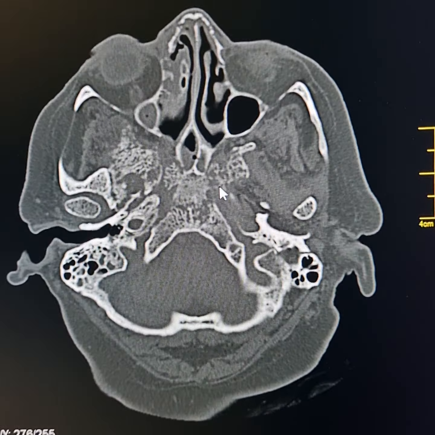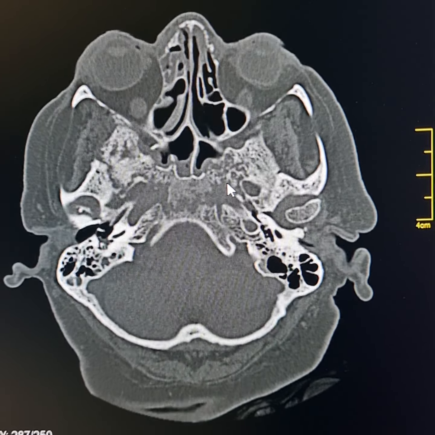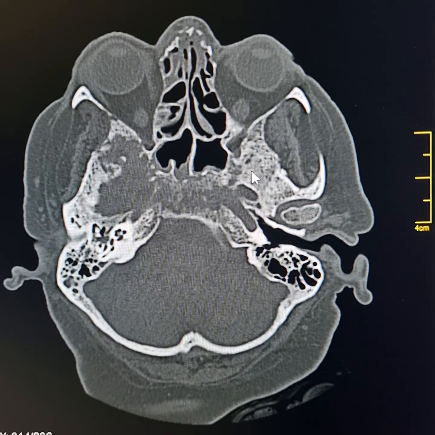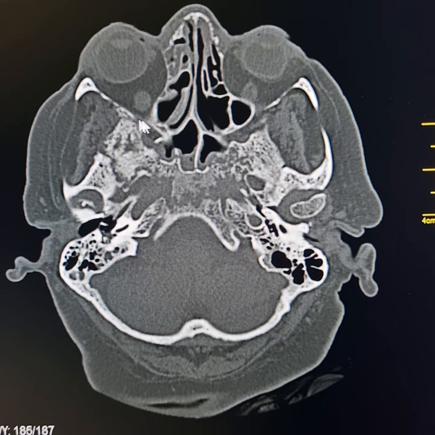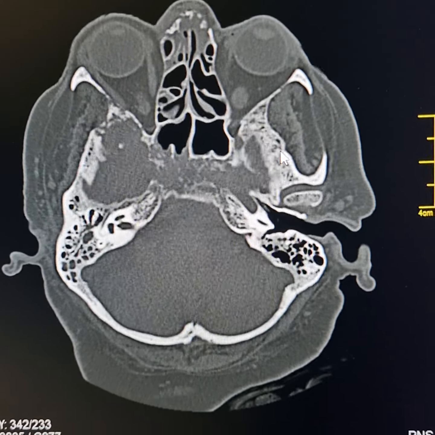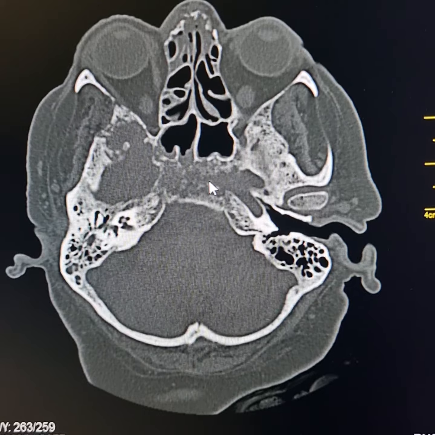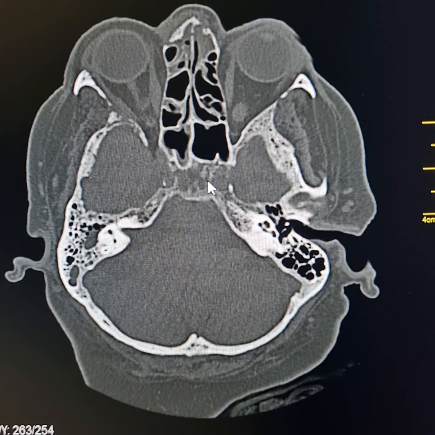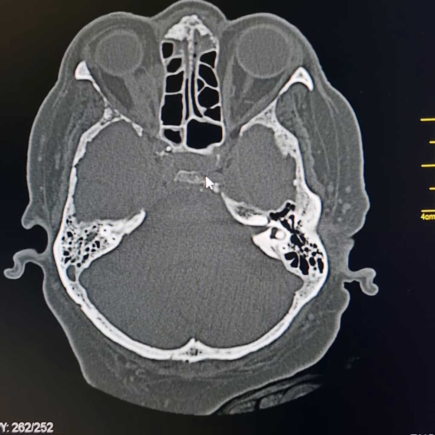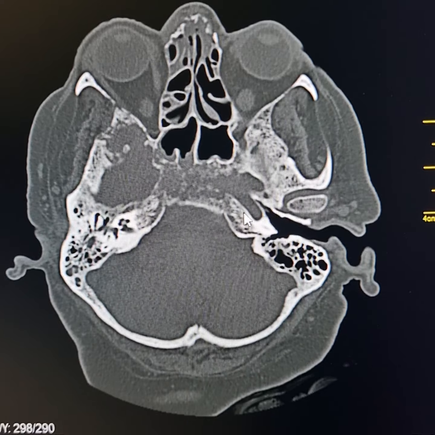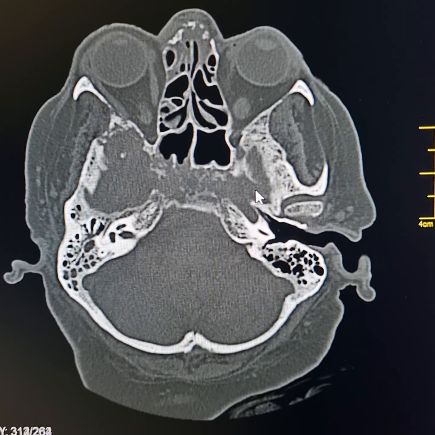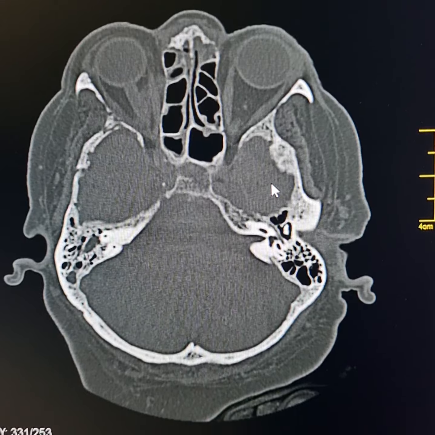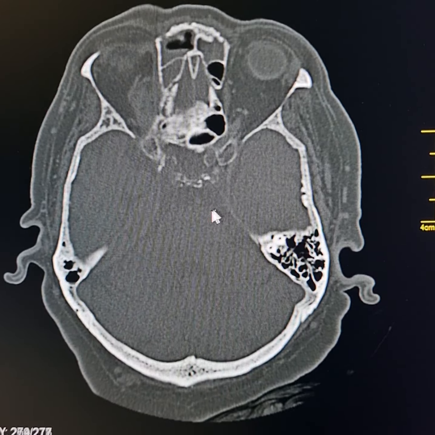Now the erosive process has involved body and both the greater and lesser wings of sphenoid bone. Here, this one. This is the region of clivus. Erosive process has involved clivus and the middle parts of petrous parts of both the temporal bones.